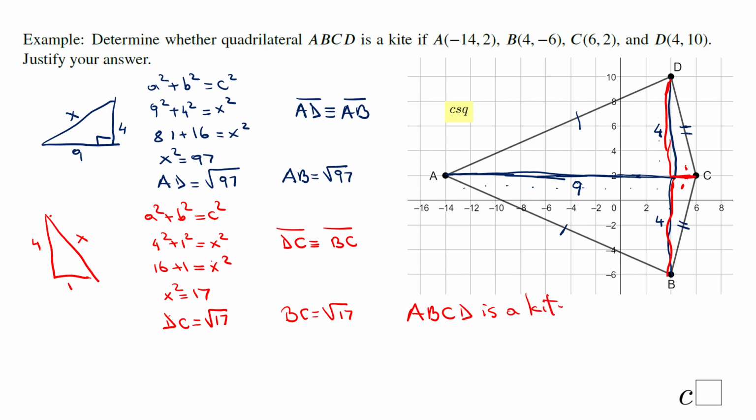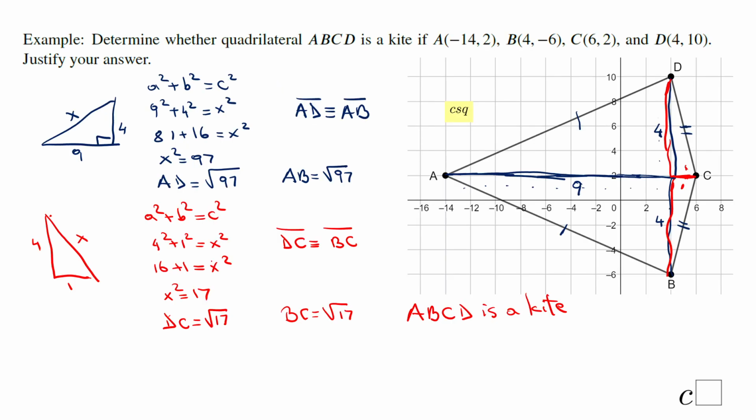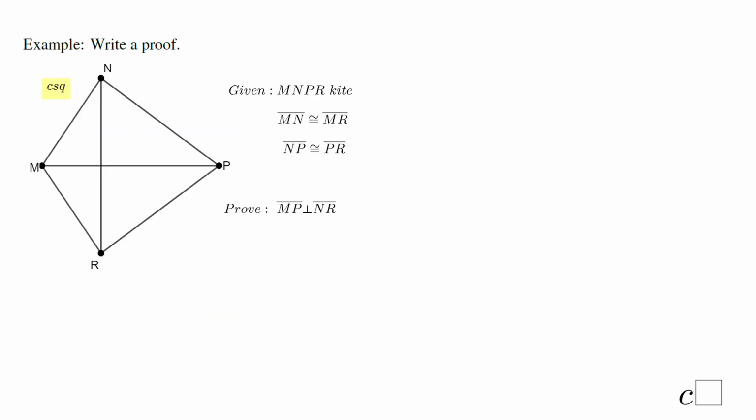Now you notice the diagonals are also perpendicular. That is a good thing, but however, that is not good enough to prove this quadrilateral is a kite. Remember, the diagonals of a rhombus are also perpendicular. So you have to prove it using this way.